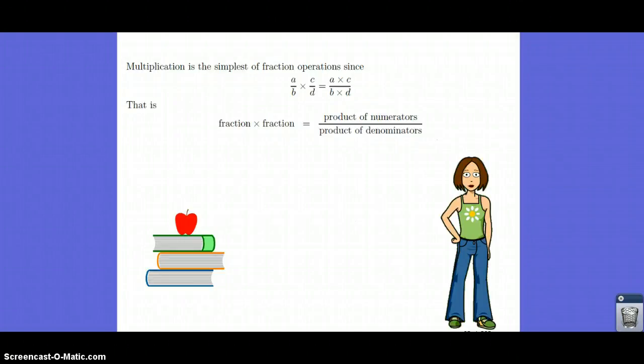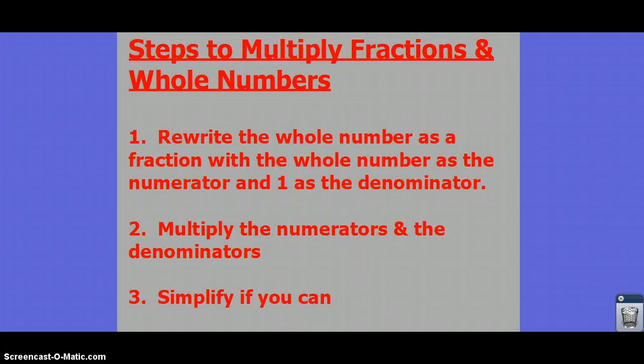So remember that multiplication is the simplest of all fraction operations, since all you have to do is multiply your numerators and get that product, and then multiply your denominators and get that product, and then simplify. So there are four different multiplying questions you're going to see with fractions. One of them that you may see is multiplying a fraction by a whole number.